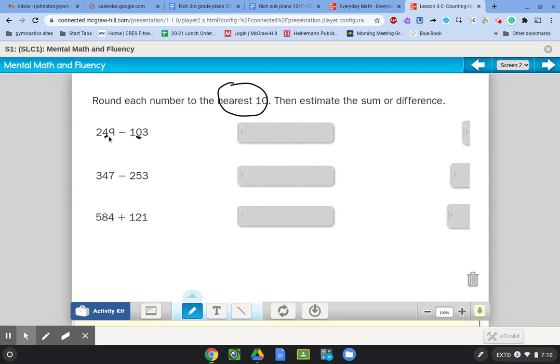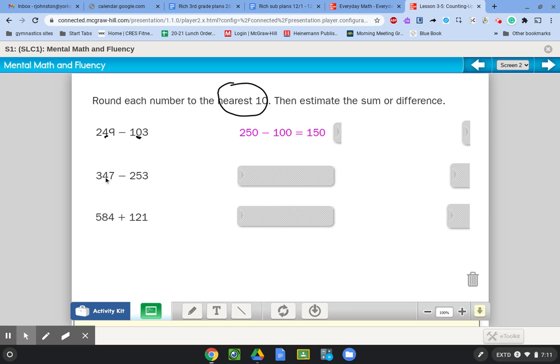Will 249 stay at 240, or will it go up to 250? Well, you can tell that the 9 makes it go up to the 50. So this is going to be 250 minus 100, right? This is 4 or below, let it go. So we're leaving the 0 at 0. We're not bumping up to a 1. So we end up with 250 minus 100. And that should be pretty easy for you to figure out that 250 minus 100 is 150.